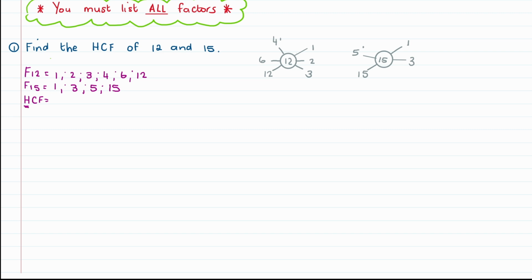Now we are reminded that the H stands for highest. So even though there are a number of factors the same between the two lists, we have to choose the highest number that is the same between them. So I have 1 in common and I have 3 in common, but the highest number between those two is 3. So that means my highest common factor is 3.